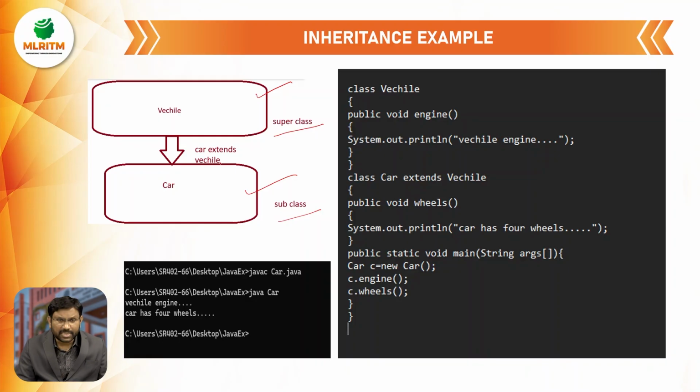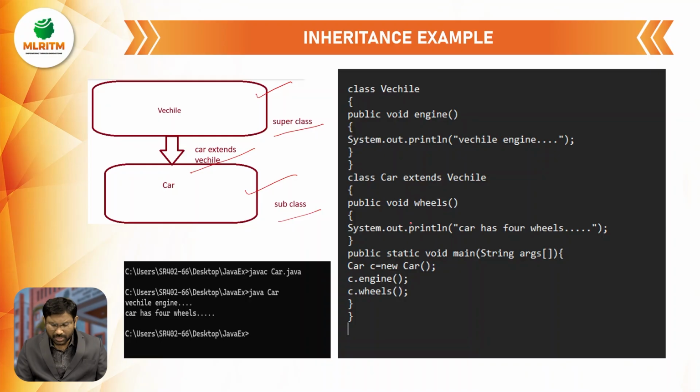Here car extends vehicle. What is the meaning of car extends vehicle? It means that car can acquire the properties of vehicle. Here, vehicle is the parent class, car is the child class. If we use the keyword extends, car extends vehicle, it means that car can utilize the properties of car as well as the properties of vehicle. But vehicle can utilize the properties of only vehicle.